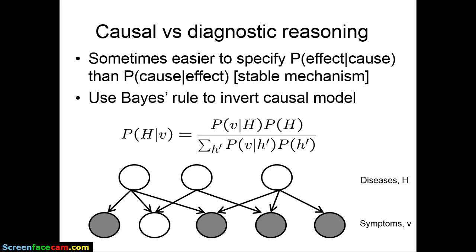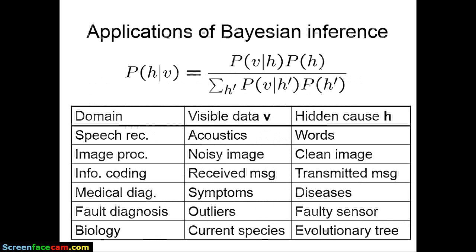We can use the Bayes rule to state that probability of disease given symptoms is equal to probability of symptoms given disease into probability of disease, divided by the summation over all the possible combinations of diseases of probability of symptoms given disease into probability of that disease.